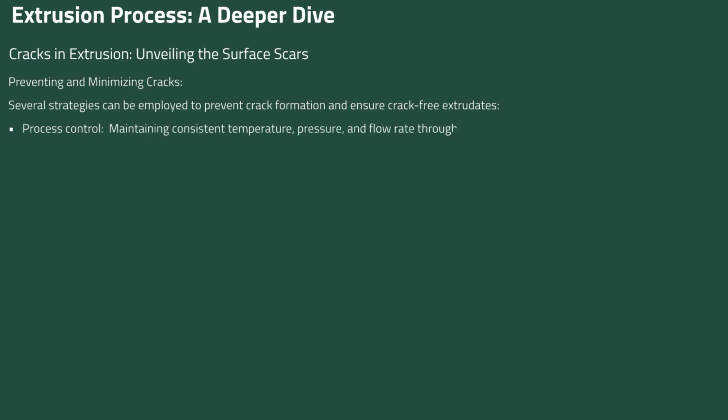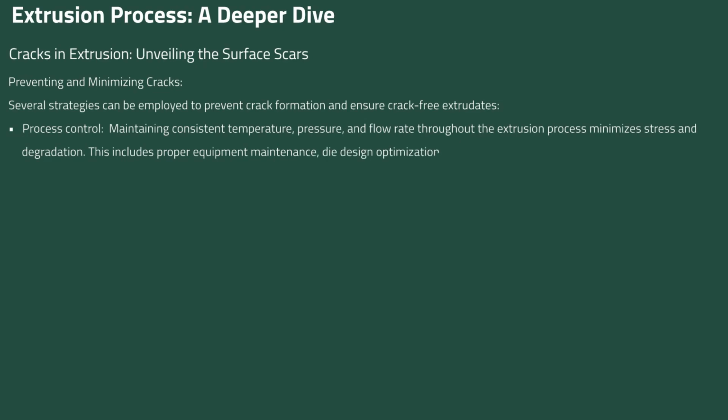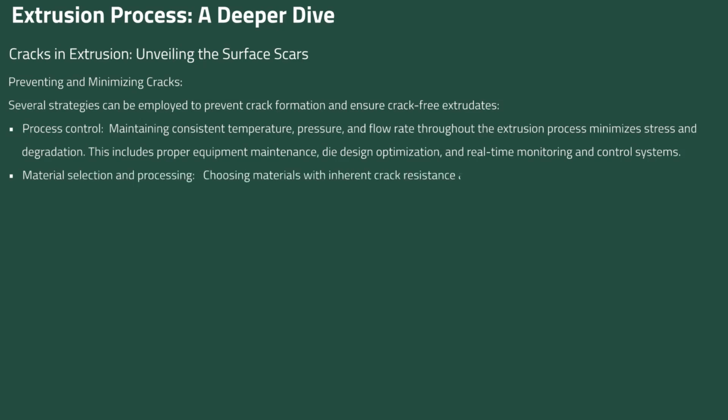Preventing and minimizing cracks. Several strategies can be employed to prevent crack formation and ensure crack-free extrudates. Process control. Maintaining consistent temperature, pressure, and flow rate throughout the extrusion process minimizes stress and degradation. This includes proper equipment maintenance, die design optimization, and real-time monitoring and control systems.